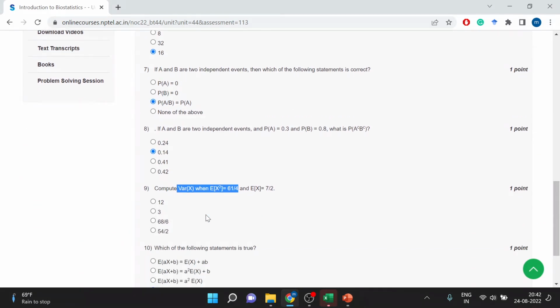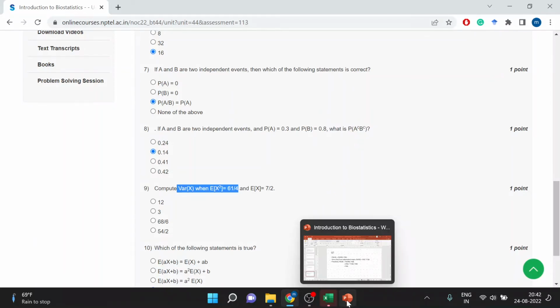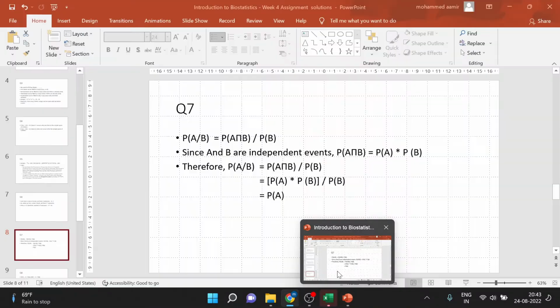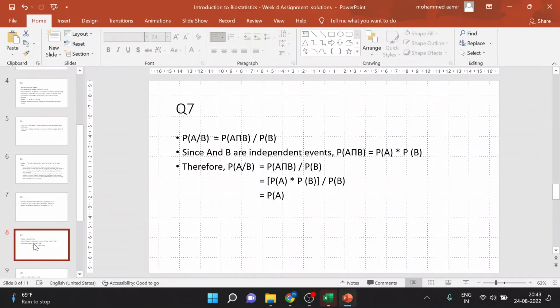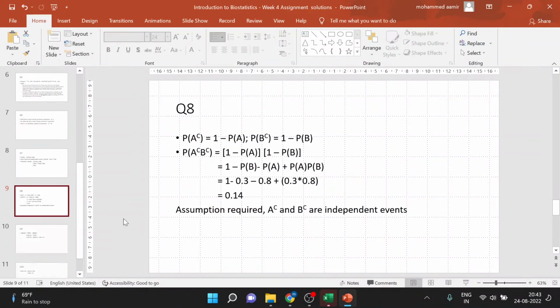Next is, given A and B are two independent events, P of A equals 0.3 and P of B equals 0.8. What is P of A complement into B complement? To answer this, there are multiple ways. I've just chosen one. You know that P of A complement is nothing but 1 minus P of A, and P of B complement is nothing but 1 minus P of B.